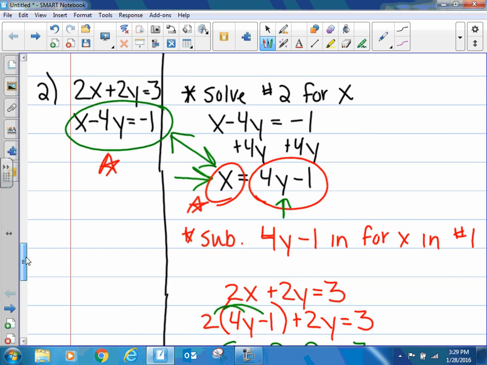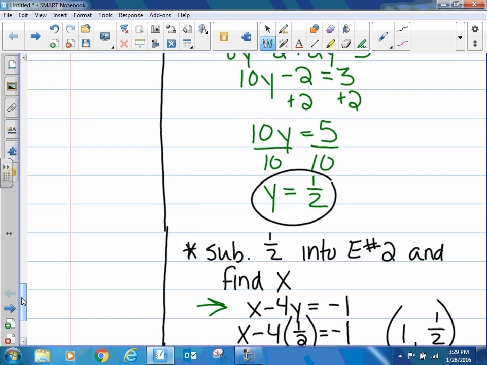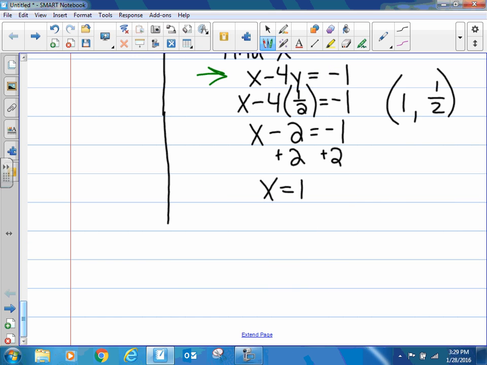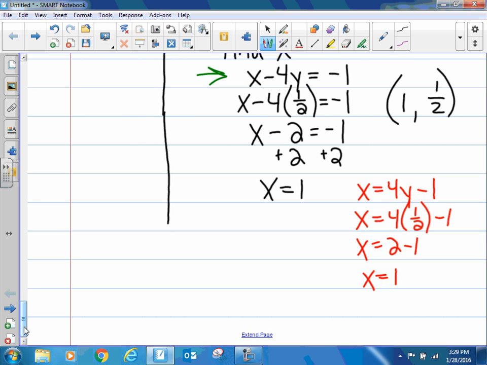Okay? Let me show you what I mean. We said x equals 4y minus 1. I can go down here. x equals 4y minus 1. We're trying to find x. 4y is, what do we find y to be? A half. Minus 1, x equals 2, minus 1, x equals 1. Okay? So either way works, whatever you feel more comfortable. Some people like to use that equation that you already solved for x. Either way, it doesn't matter to me. All right, let's do one more example.